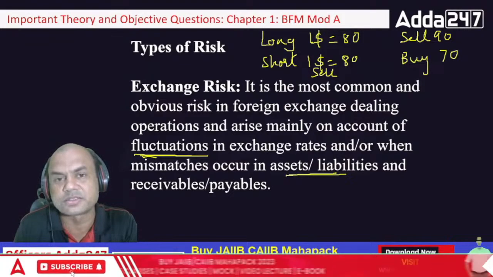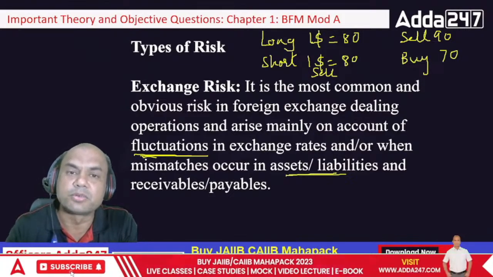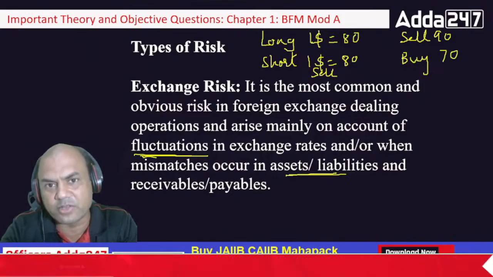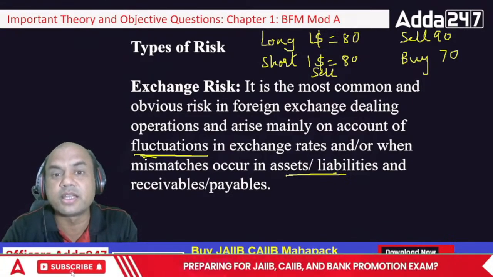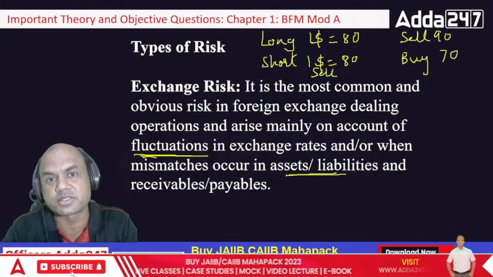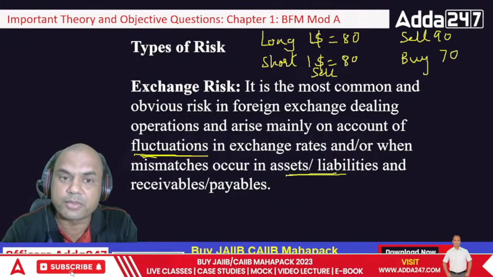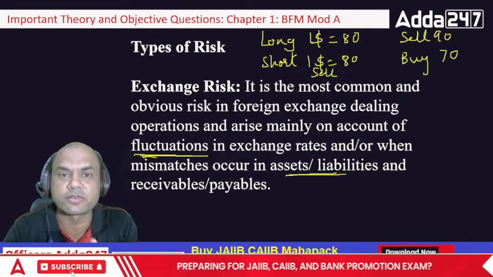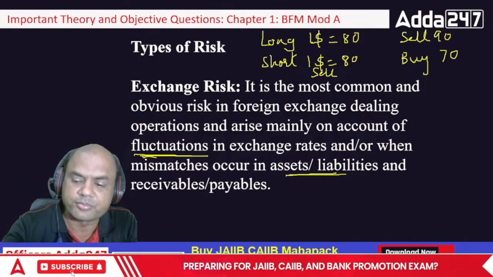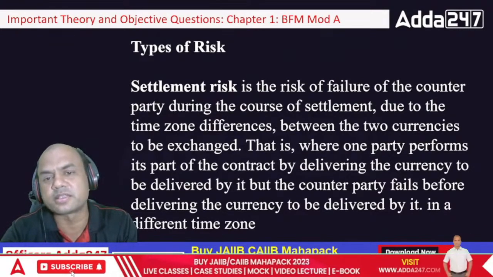Assets and liabilities. It means, suppose the balance sheet of any bank consists of two parts. One is the India operations, second is the forex operations. So if there are mismatches in the forex operations, then my exchange risk is also affected. Okay. Second is settlement risk.